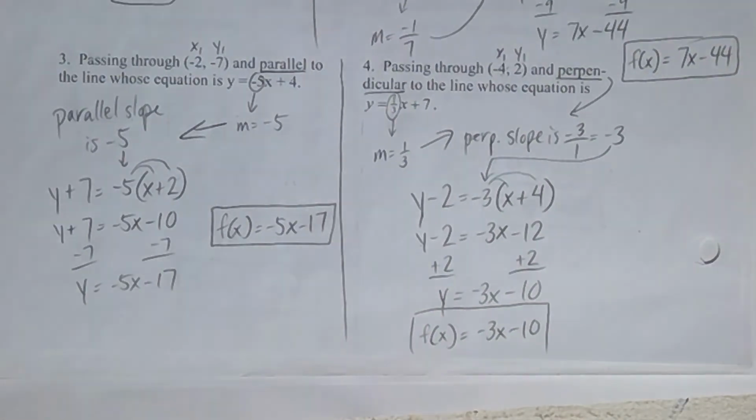Okay, and so that, you guys, is how you figure out the equation of a line based on the information that they give you that describes the line, that describes the graph. Okay, so let me know if you have any questions as usual, but this concludes Chapter 2, all right?